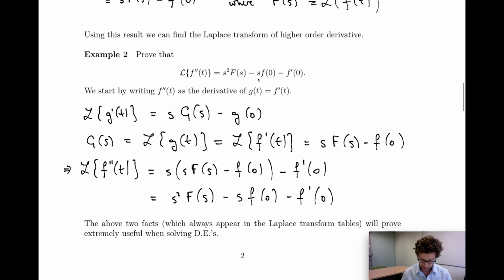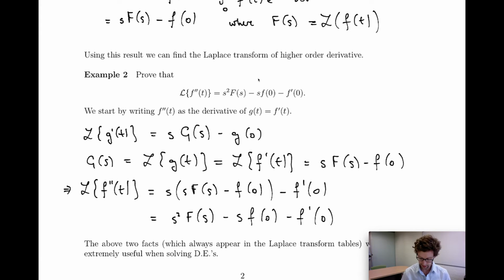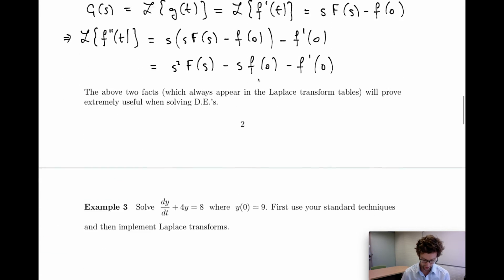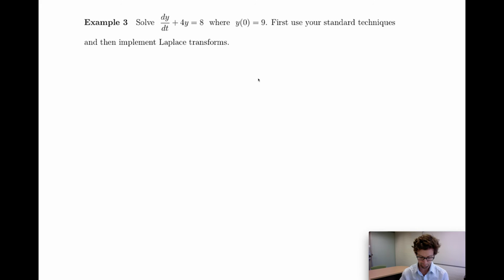So both of these results are indeed in your Laplace transform tables, so you'll be able to find them in an exam. And they're going to be very useful for solving differential equations. So let's take a look at a differential equation, example 3. Here we've got a differential equation dy/dt plus 4y equals 8, and we have an initial condition which will be enough to fix any unknown constants in this solution. We're going to first solve this using our standard techniques, and then we'll apply the method of Laplace transforms.